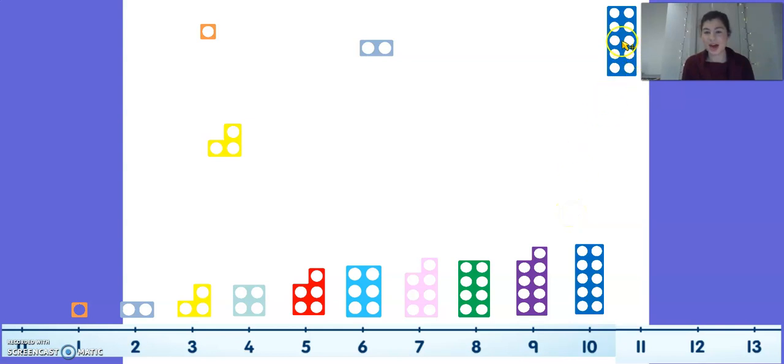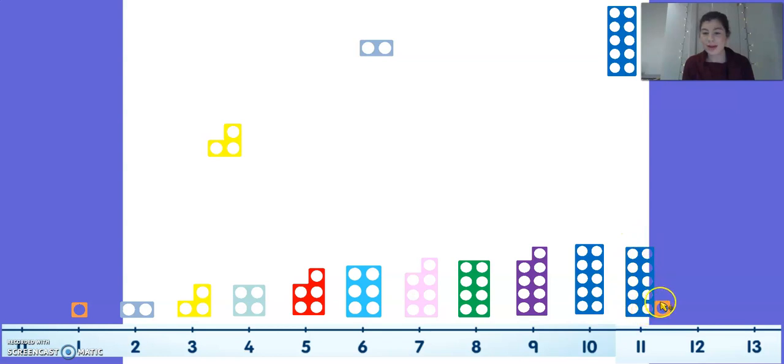Now it starts with a 10, doesn't it? Because that first one there shows us it's a 10. So 10 and 1. 10 and 1 makes 11 because let's count it and check. We've got 1, 2, 3, 4, 5, 6, 7, 8, 9, 10, 11. 10 and 1 makes 11.